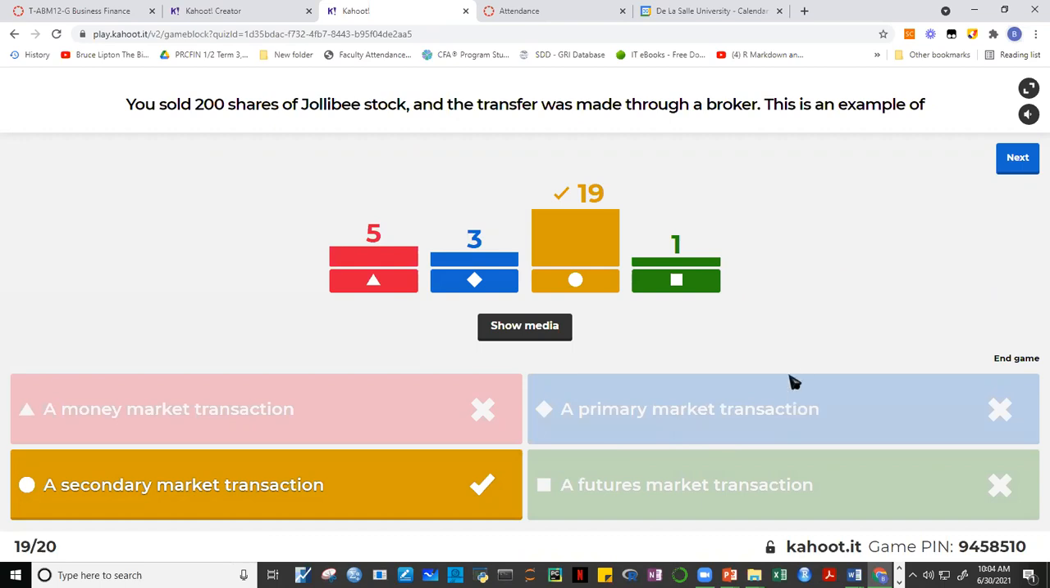Paki-mute lang, ha? May hindi yata naka-mute, no? Sino ba hindi naka-mute? Si Albert. I'm so sorry, sir. It's so okay. Albert, pa-mute na lang, ha?